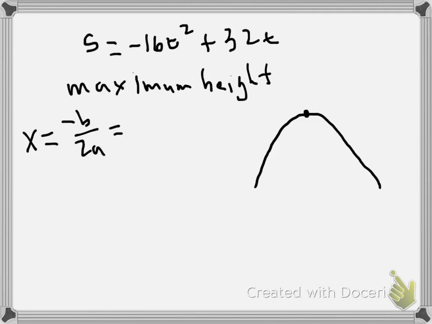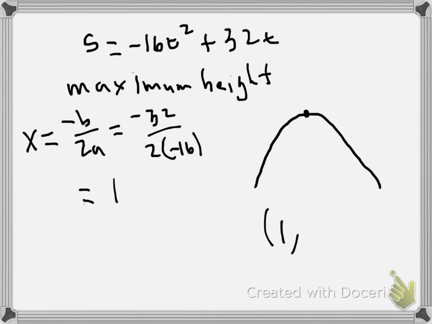So we plug into this. B is 32, so we want the opposite of b, so that's negative 32 over 2 times negative 16, since that's our a value. We'll work this out. Negative 32 over negative 32 is equal to 1. Okay, so our time at which this will occur is going to be 1 second, right?